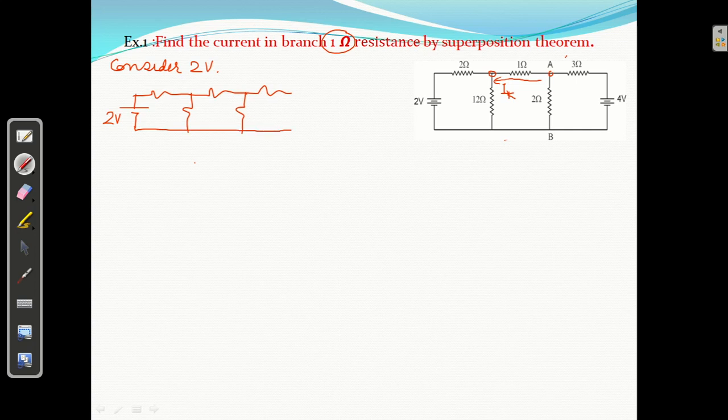Okay. What about the other source? The other source is only a 4 volt source, and internal resistance is not given, which means it is 0. So the other source is removed by shorting it. Okay. This is 2 volt. This is 2 ohm, 12 ohm, 1 ohm, 2 ohm, 3 ohm. Okay, and remark the current here only. Most probably the current will be like that. Let us say it is IK dash. IK was when both sources were present. Now let us say IK dash. Clear? I have to find IK dash.